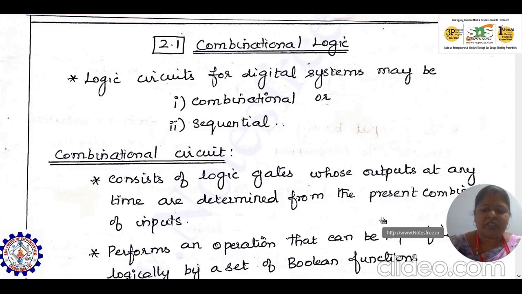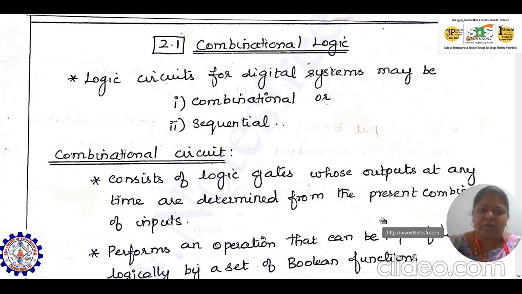See about the combinational logic. The logic circuit for a digital system may be of two classifications: combinational logic circuit and sequential logic circuit. Combinational circuit means it consists of logic gates whose outputs at any time are determined from the present combination of inputs. Here the number of inputs determines the number of outputs which we get in a combinational circuit, and this circuit consists of gates like NAND gate, NOR gate, OR gate, etc.